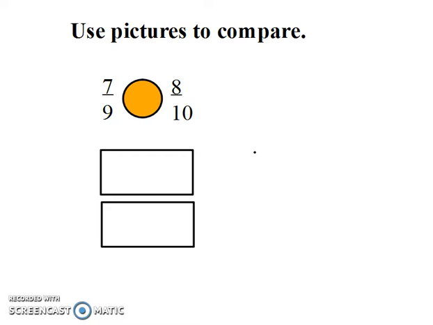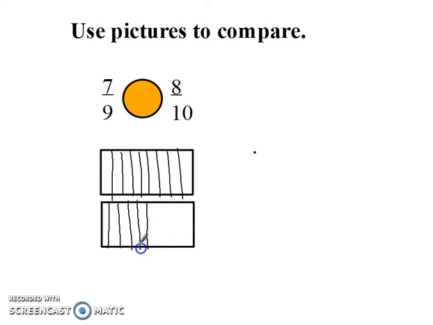Alright, we got ninths and tenths. Looks like ninths. Tenths means I gotta cut each of these into 5. So I'm shading in 7 on the top. And I'm shading in 8 on the bottom. And it looks really, really close. It looks like 8/10 is just a little bit larger. Just to be sure, though, I would want to go to cross multiply butterfly. I mean, pictures are nice, but I'm not the greatest at cutting them.